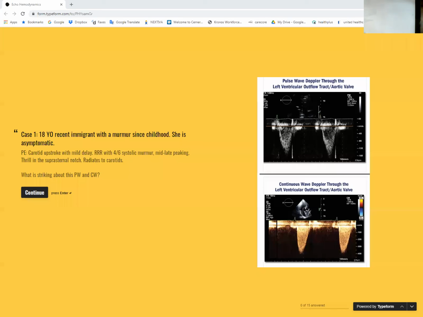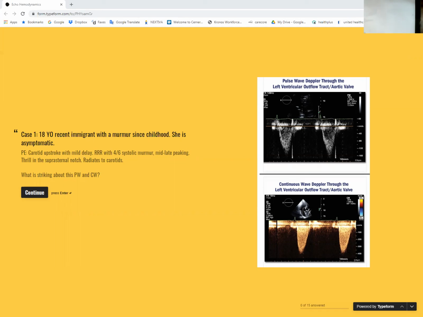Okay, so case 1. These are a mix of hemodynamic and valve questions, so hopefully we'll get to do a little bit of math together. Case 1, the 18-year-old recent immigrant with a murmur since childhood. She's asymptomatic. Physical exam is consistent with a carotid upstroke with a mild delay. She has regular rate and rhythm, 4 out of 6 systolic murmur, which is mid to late peaking, and there's a thrill in the suprasternal notch, and the murmur radiates to the carotids. What is striking about this PW and CW?